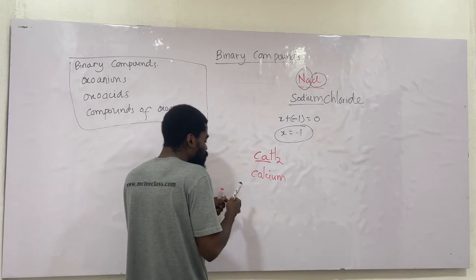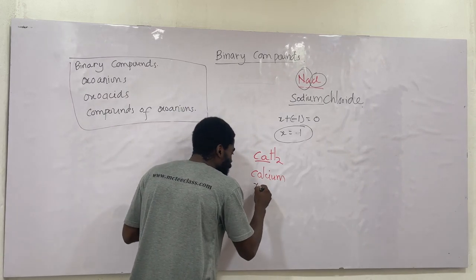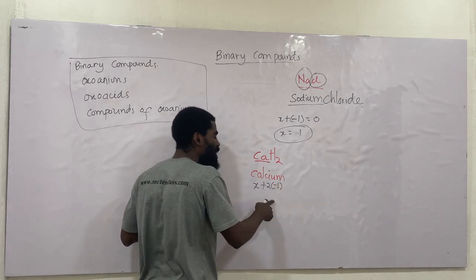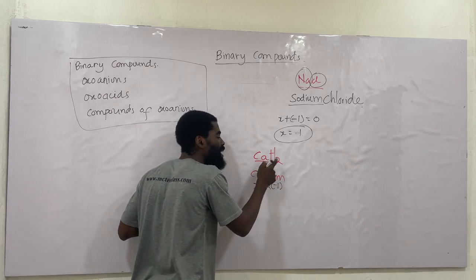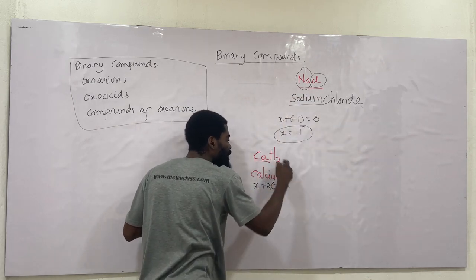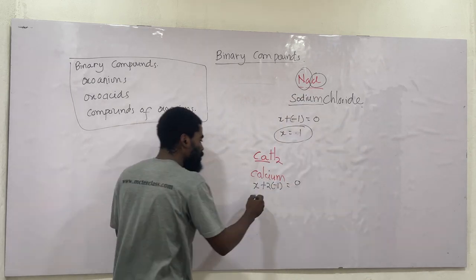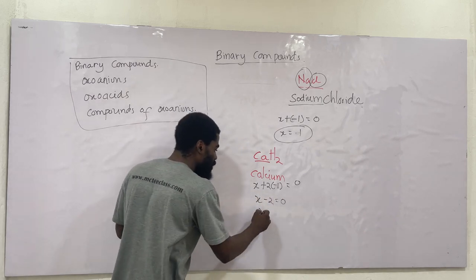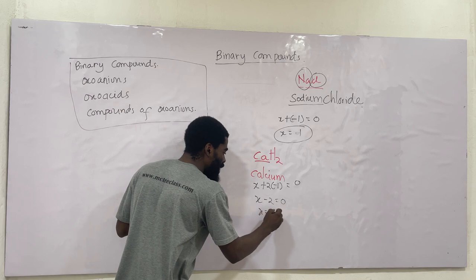We don't know the oxidation number of calcium, so we'll say let X represent calcium, plus 2 times -1. Why -1? Because hydrogen is now playing the second position, and we said those in the second must be negative. And the overall charge here is 0. So this will give me X minus 2 equals 0. So this will give me X equals plus 2.